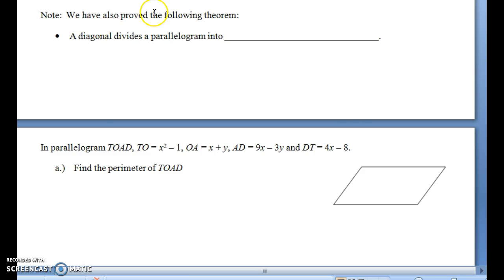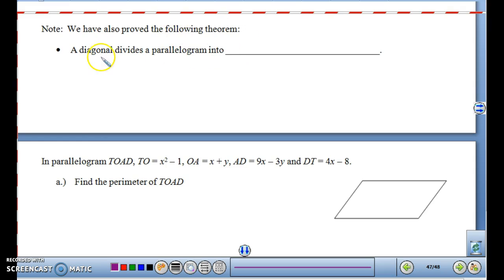Oh, I also forgot. We have also proved the following theorem. A diagonal divides a parallelogram into two congruent triangles. So we just proved that theorem because we proved the triangles congruent by angle, side, angle. Okay, so now let's do some calculations.